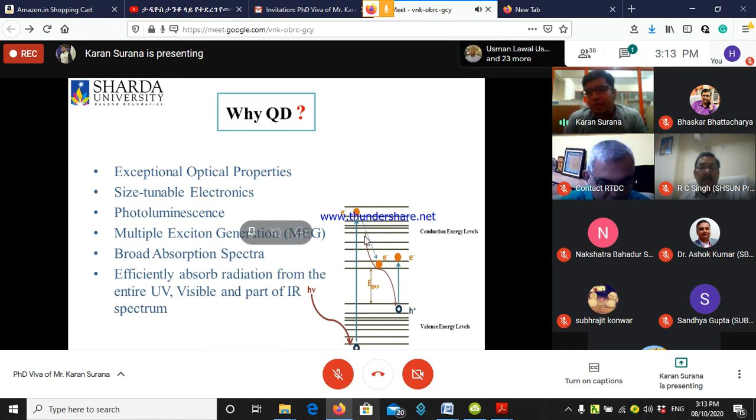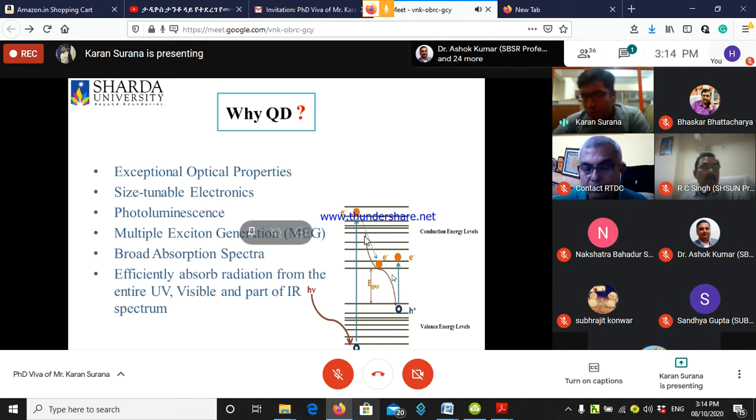Next, one of the most important properties of quantum dots is multiple exciton generation, which means that by absorbing a single photon of light, they can generate more than one electron-hole pair. Because of this property, the theoretical maximum efficiency which a quantum dot solar cell can produce is roughly about 46-47%. And if the maximum possible MEG, multiple exciton generation, in a system is considered, then the theoretical efficiency goes all the way up to 85%. So that's one of the reasons for choosing quantum dot solar cells.